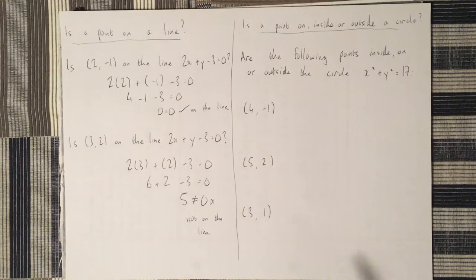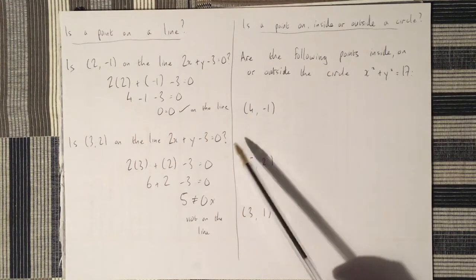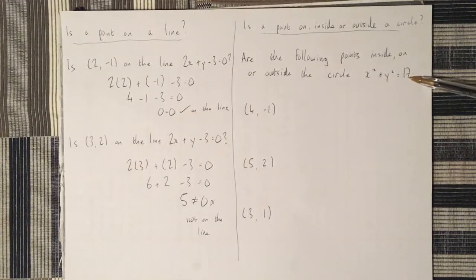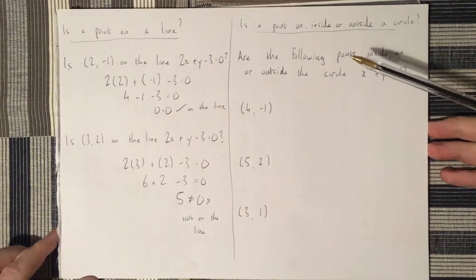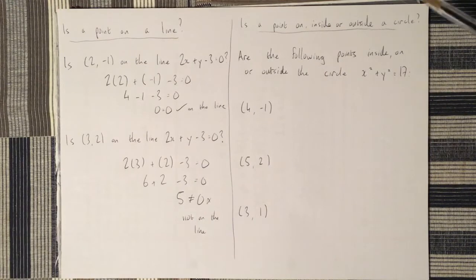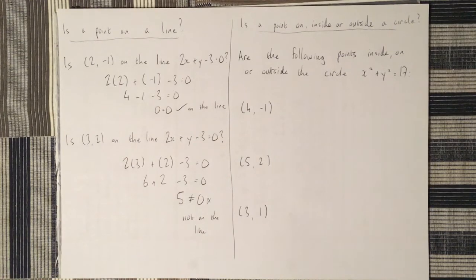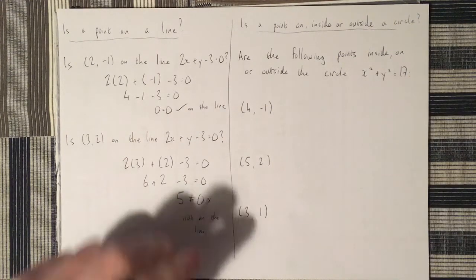We can do the exact same thing with the equation of a circle. We can sub the point in, and if, say, in this example here, I was to get 17 equals 17, that would tell me the point is on the circle. With the circle, though, we can do a little bit more. We can say whether the point is inside or outside the circle as well, and I will look at that as we get down through this example here.